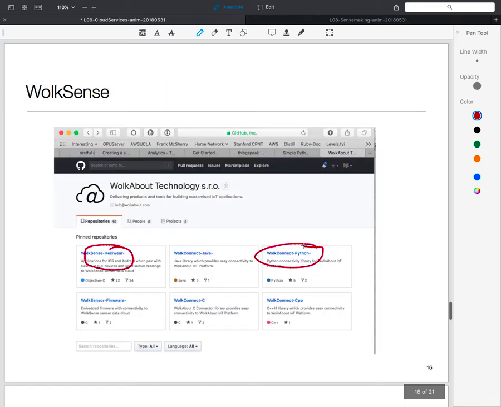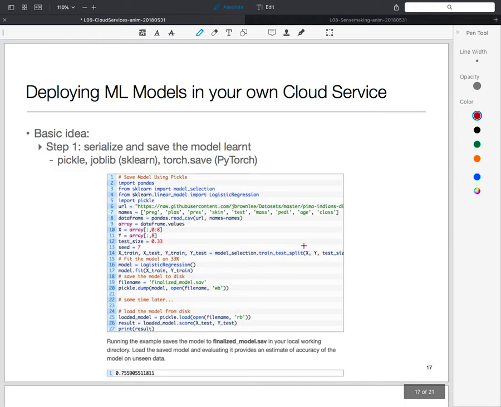Okay, so the final stuff in this, which is frankly a lot more fun, is to roll your own cloud service. So how do you go about doing that? We talked in recent lectures about how you can use sklearn to run those models, but now how do you go about using those? A very basic idea is the following. Once you have trained this model, you want to deploy this model.